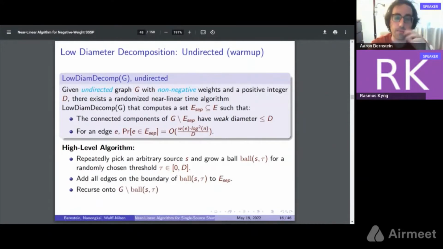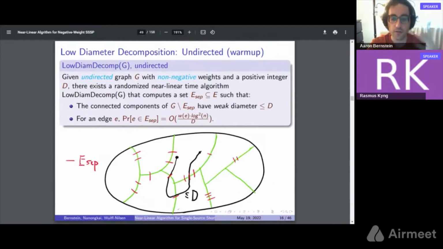So I'm skipping a few details of exactly how to make this work; you have to be a little careful with the randomization. It's not a uniform threshold. It's like a geometric distribution, but this is the basic algorithm. Okay, so as I said, though, we're going to need this for directed graphs. So this was the decomposition for undirected graphs. Let's move on to directed ones.